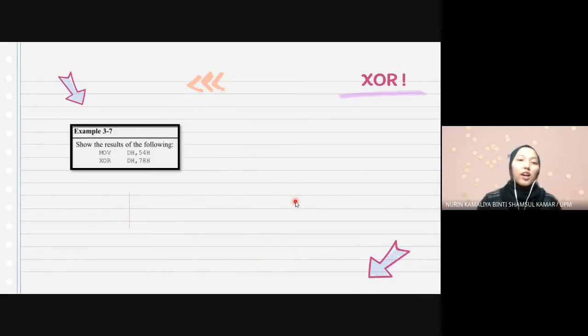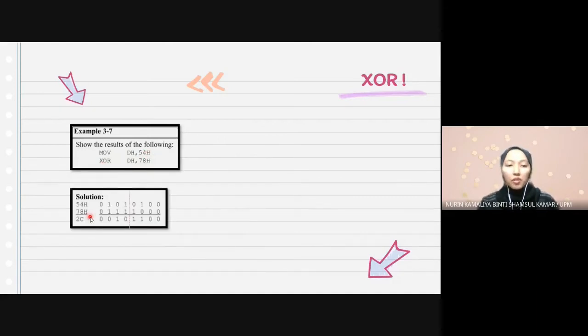For example, show the result of the following. They give you MOV DH, 54H and XOR DH, 78H, which means the data value for DH is 54. So the instruction is to XOR 54 with 78. The solution here, when you expand in binary form, 54 is 0101 0100 and 78 is 0111 1000. So when we XOR, 0 and 0 is 0, 0, 0, 1, 0, 1, 0, 1, 1, and so on.